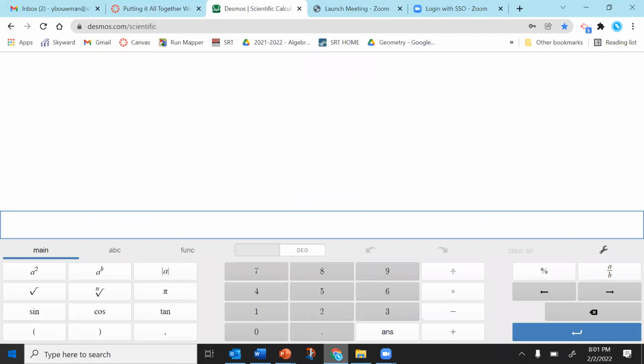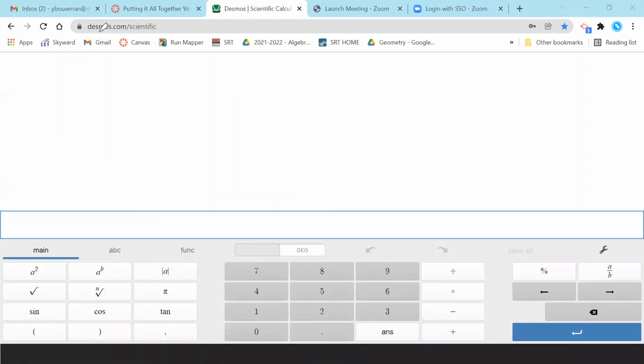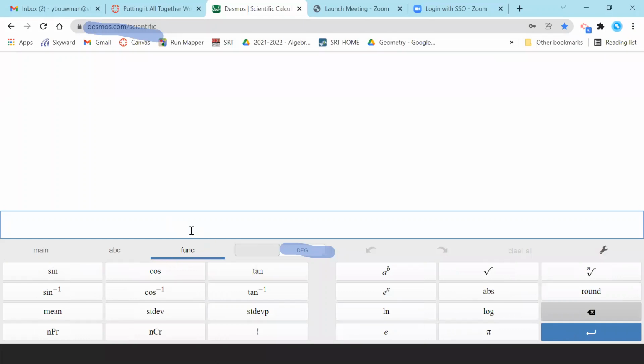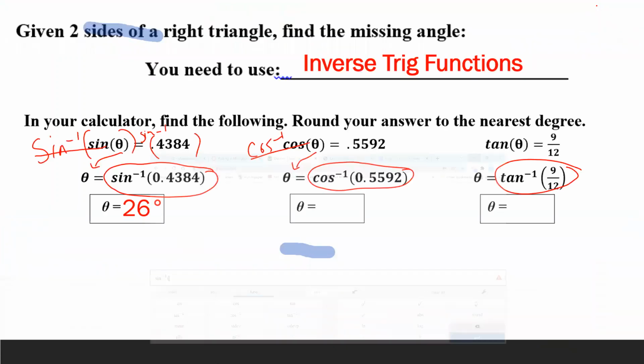Okay, so here we have our Desmos calculator. So you should make sure you are at Desmos Scientific. You are in degree mode. Okay. And the default is to go to the main screen. But right now we want to go to the function. So I'm going to click that function button, and here you see sine inverse. So we are going to type in, so you press sine inverse, and now you're going to type in 0.4384.